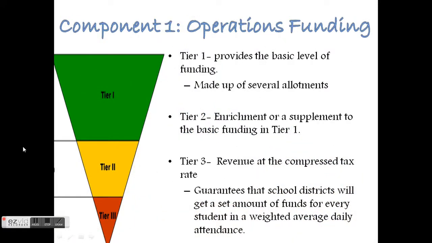The operations funding component includes 3 tiers. Tier 1, in the green, provides the basic level of funding and is made up of several allotments that we will look at. Tier 2, the yellow, is for enrichment or a supplement to the basic funding in Tier 1. And Tier 3, the smallest tier, guarantees that school districts will get a set amount of funds for every student in weighted average daily attendance.